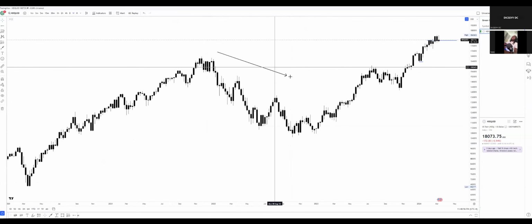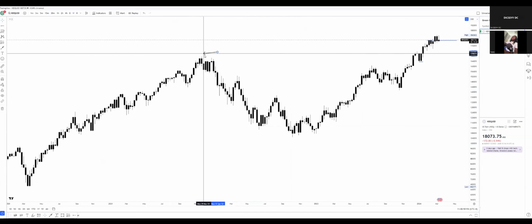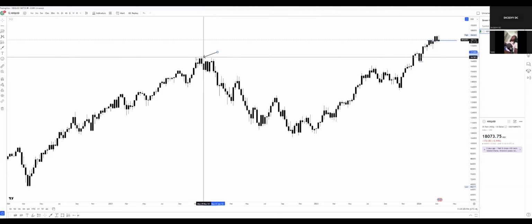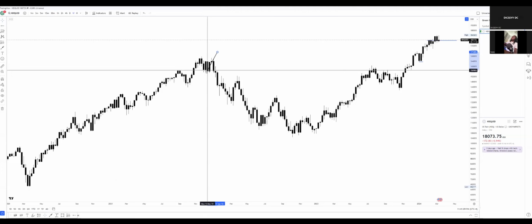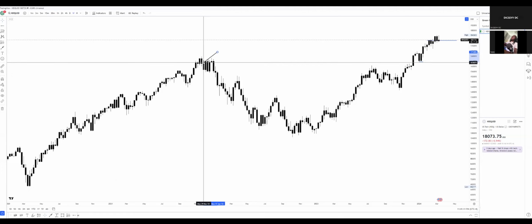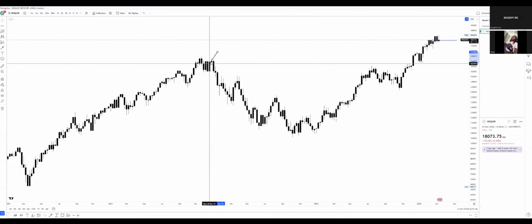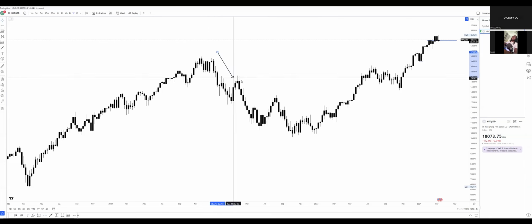Knowing how the structure works is so important, because you want to know if the market is going to create a new high. We had this here at a particular time. Now price created a new high, but did not close above it. But that doesn't indicate a reversal trend.